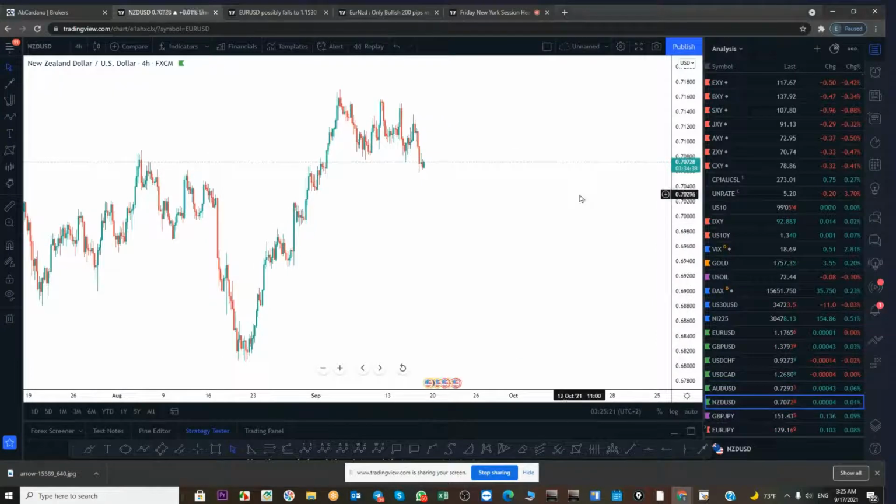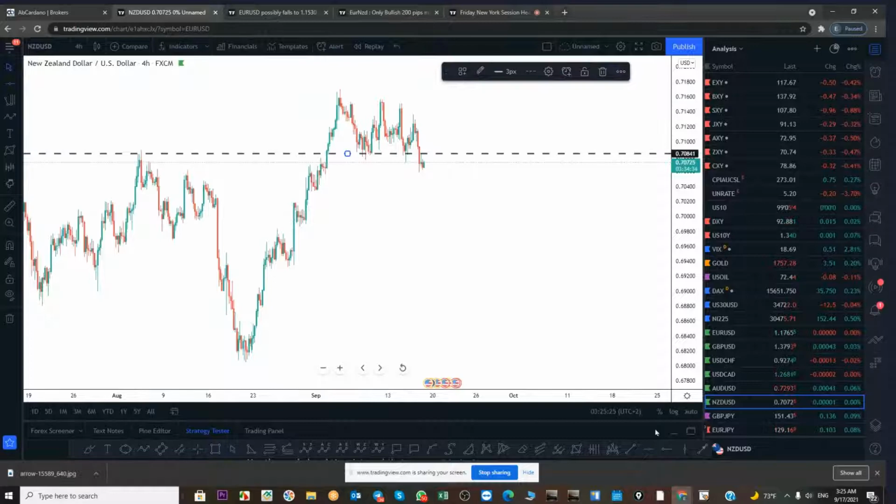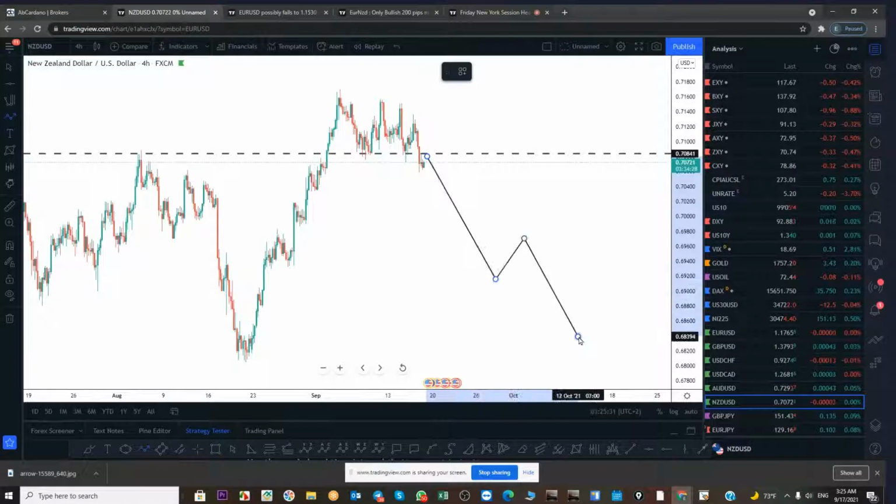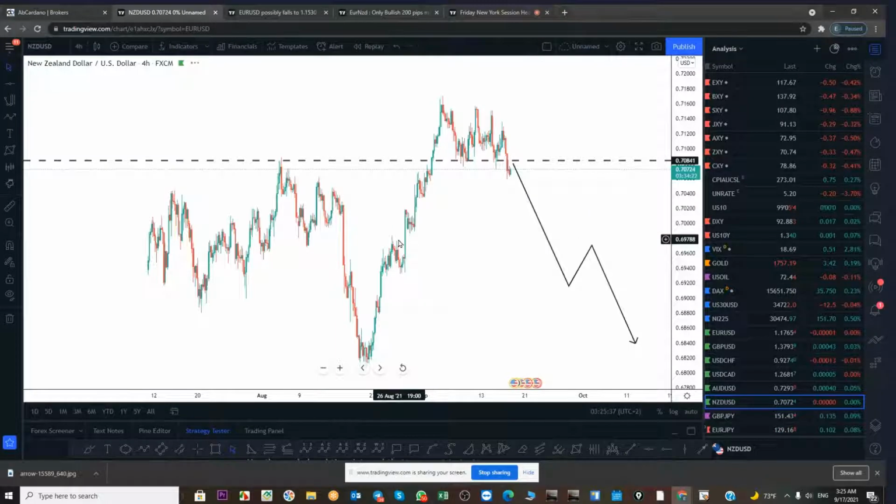New Zealand USD, it's the same thing. It just closed right here, and we discussed that the New Zealand dollar is bearish in this coming period. Okay, so basically the same scenario. We can expect an ABCD formation in this area. We do expect this to come actually fast.